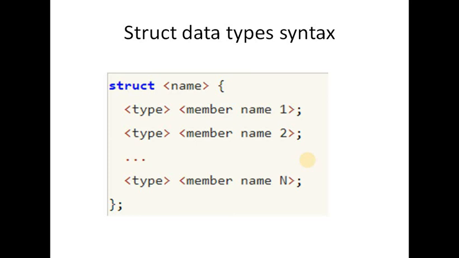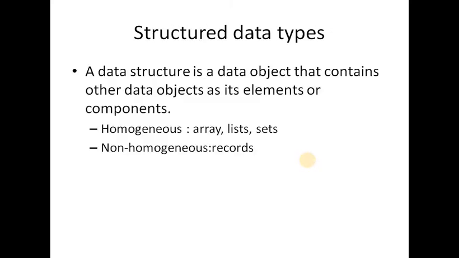This is the syntax. We already talked about this one. Struct name, type 1, member 1, member 2. A data structure is a data object that contains other data objects as its elements or components. So these are the two structured data types: homogeneous and non-homogeneous. A record can be non-homogeneous.